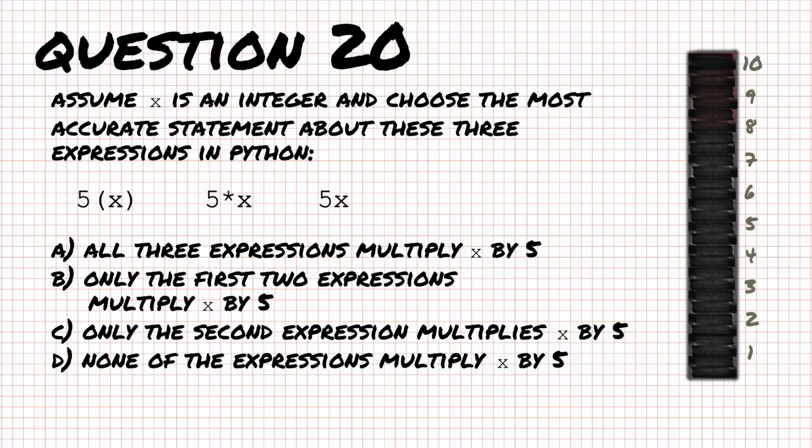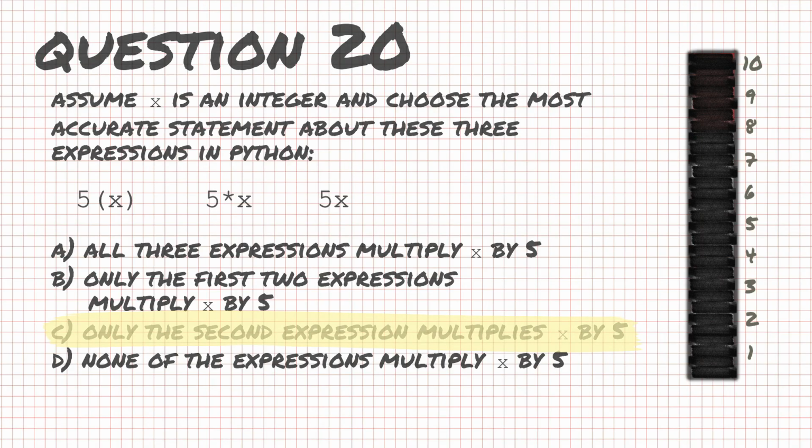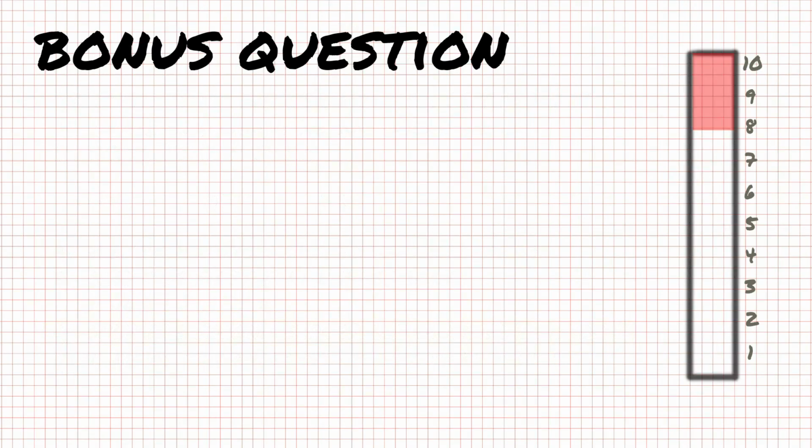The only expression that multiplies x by 5 is 5*x, so the answer is C. In Python, the only way you can communicate multiplication is with the asterisk. Let's have a bonus question. This one is worth 5 points.